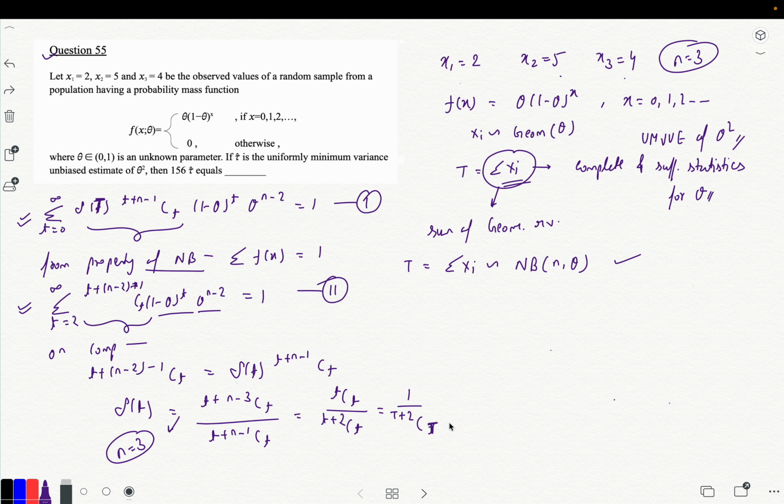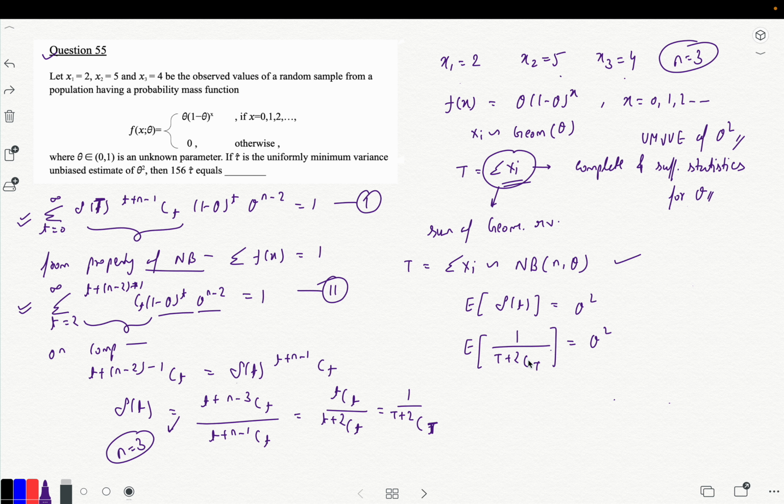Now what are we having here? We are saying that the expectation of delta T is equal to theta square. And what is the delta T we are having? Expectation of 1 upon T plus 2 cT is equal to theta square. So this is the function of T, right? That is the function of T.